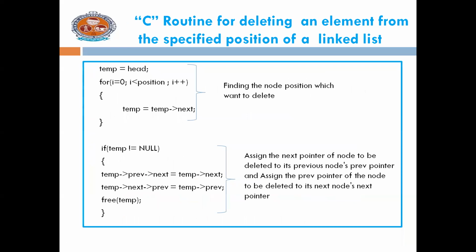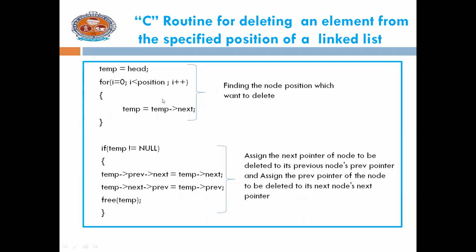Here initially I am assigning head to a temporary variable, and I have written a for loop for i equals 0, i less than position, i plus plus, where position defines the position of the node which you want to delete.